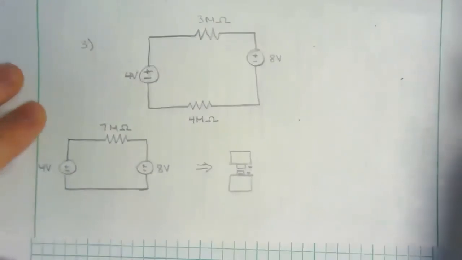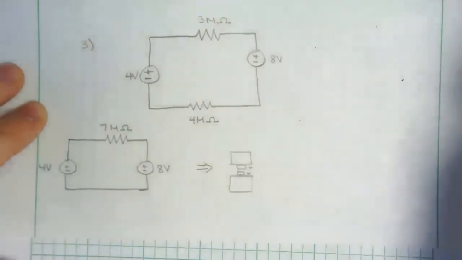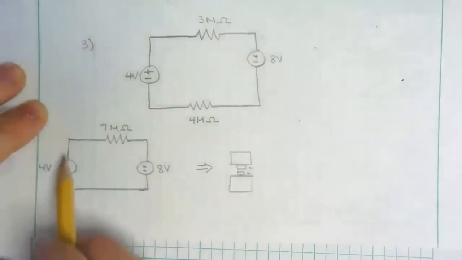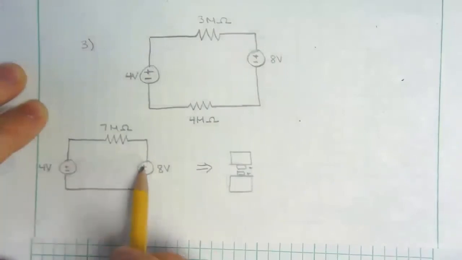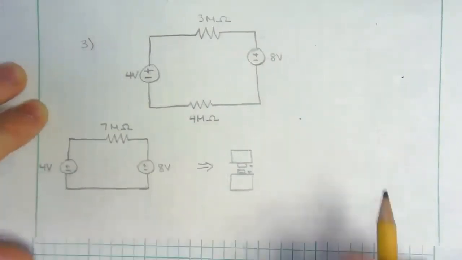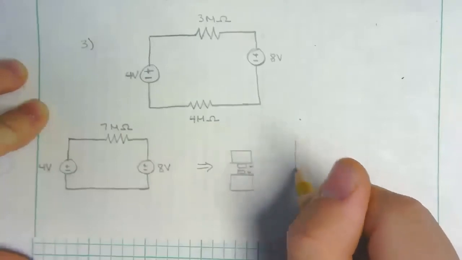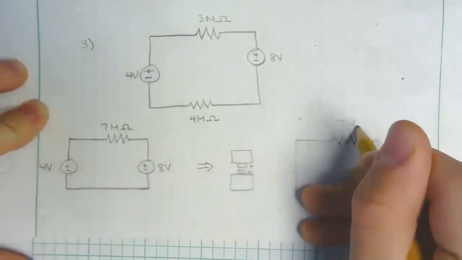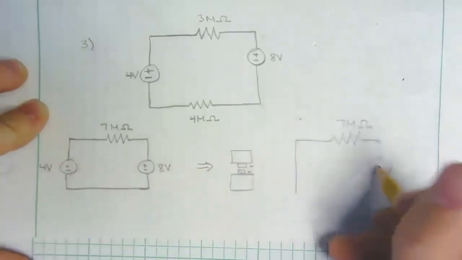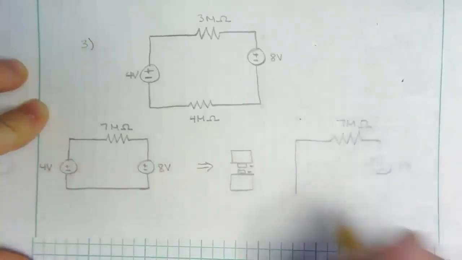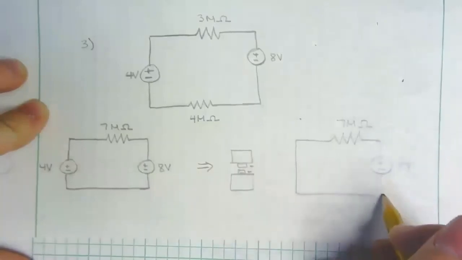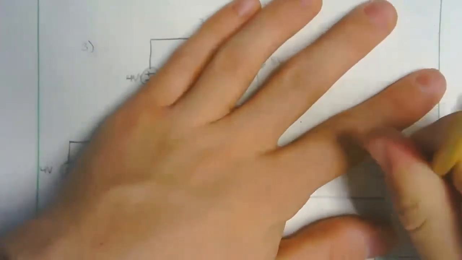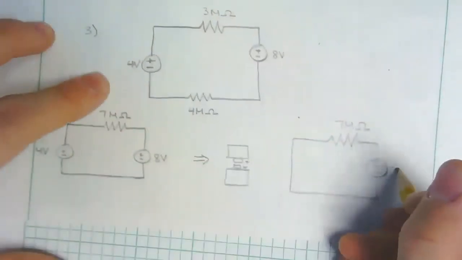So we could take the 8 volts. Say we're going around the loop this way. We'll use passive sign convention. We'll have negative 4 volts, the voltage rise, and we'll have positive 8. So we could do 7 mega ohms and 8 volts. Yeah, 8 volts, my bad. 8 minus 4 volts, so 4 volts.